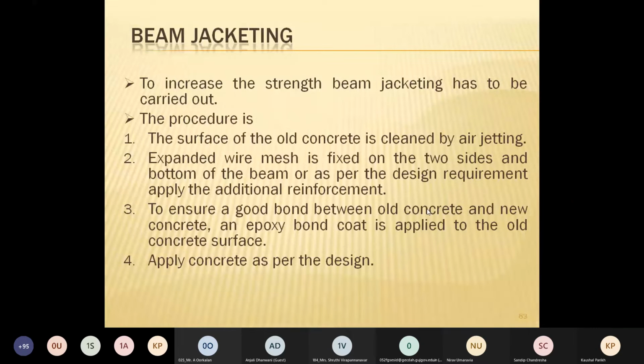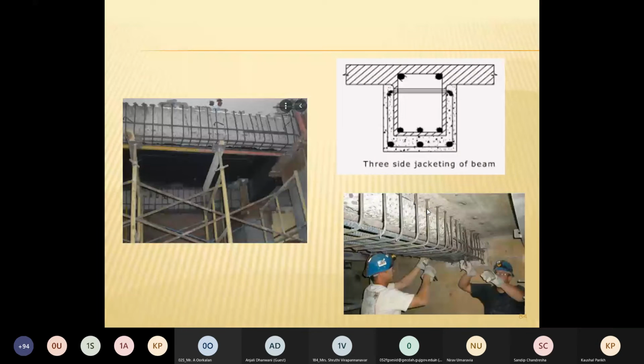To ensure a good bond between the old and the new concrete, an epoxy bond coat is to be applied to the old concrete surface. And finally, the concreting can be carried out as per the design. See the images or the figure. The original size of the beam section will be enhanced by carrying out the jacketing procedure.